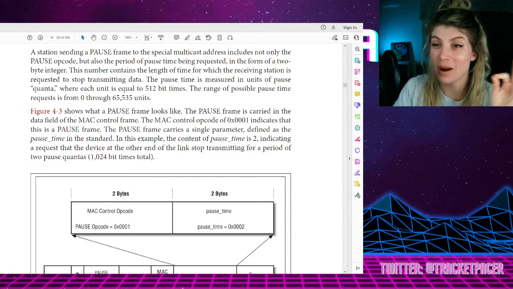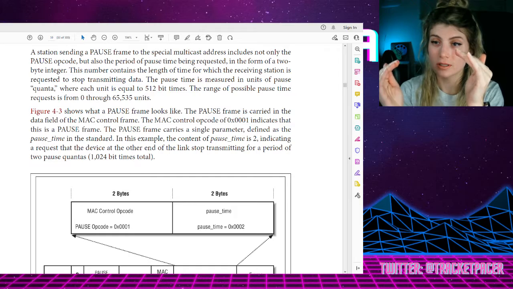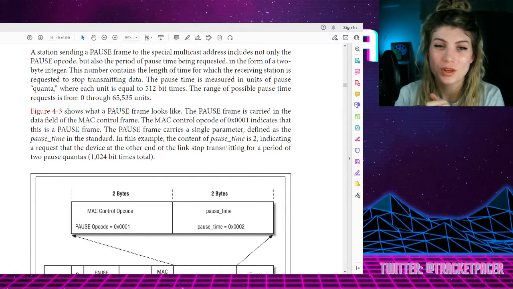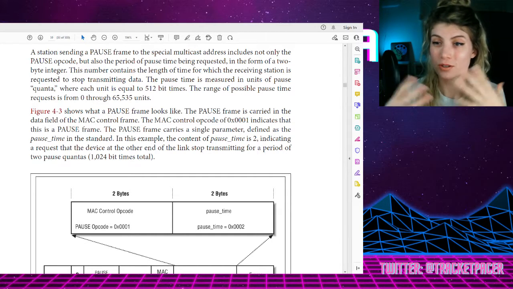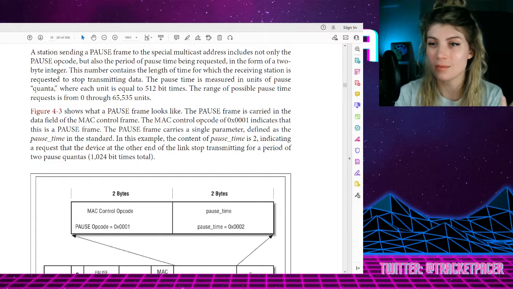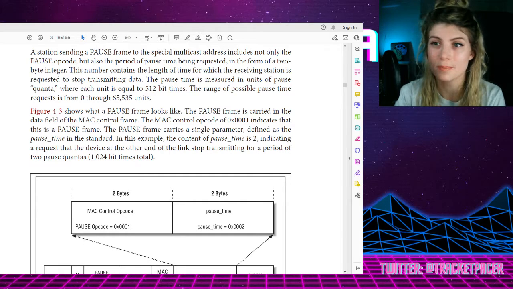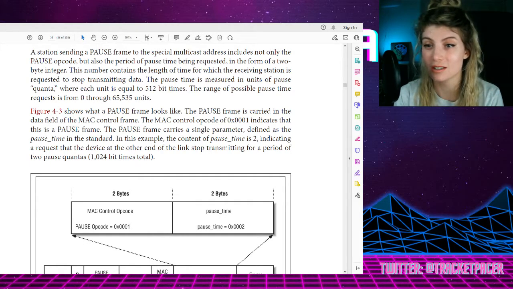I'll say it again for my brain and yours. A single unit of pause quanta is 512 times, in parentheses if you want to, 1 divided by your NIC speed. So the example Wikipedia so nicely gives us is, if it's a 10 megabit per second NIC, then it's 100 nanoseconds is your bit time. So 100 nanoseconds times 512.